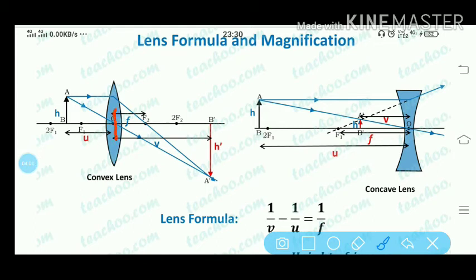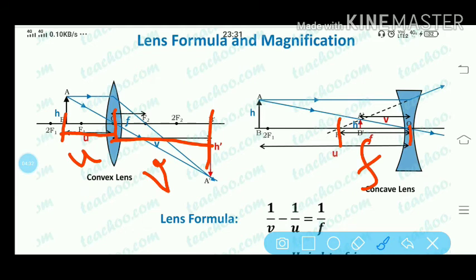We measure the distance from the optical center O. Suppose this is our object, so the distance from the object to the optical center is labeled as u. Suppose this is our image. The distance from the optical center to the image is labeled as v, and the distance from the optical center to the focus is labeled as f. So these are the terms. u is our object distance, v is our image distance, and f is the focal length.